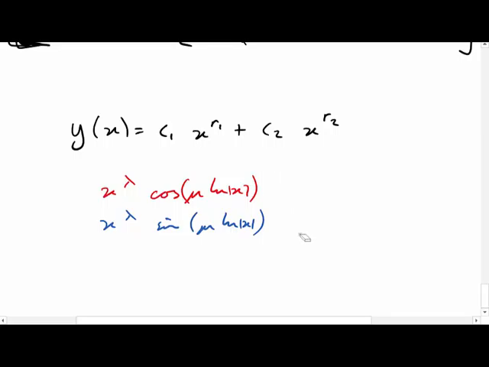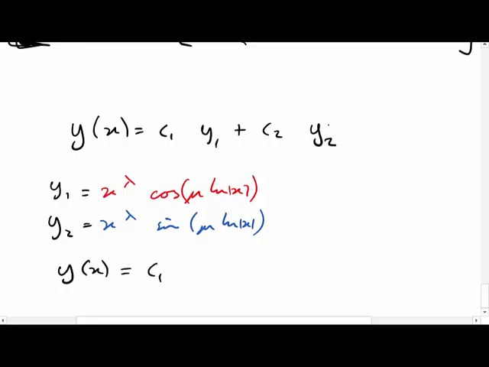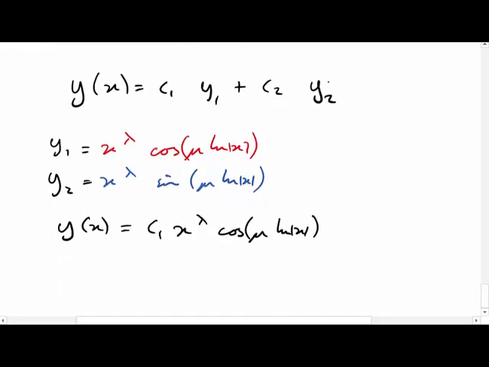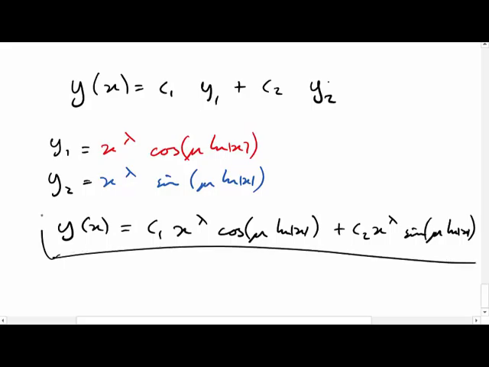So in other words, what we end up with is, let's say this is equal to our first solution and this is equal to our second solution. Then basically our general solution, y of x, is going to be c1 times y1 plus c2 times y2, where y1 is equal to x to the power of lambda cos of mu times ln x, and y2 is x to the power of lambda times sine of mu times ln x. That's basically the idea.